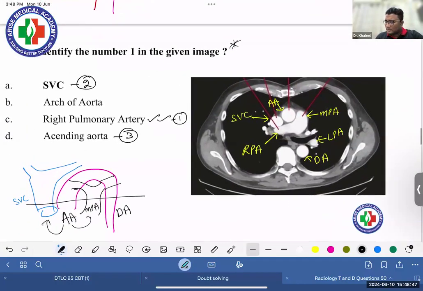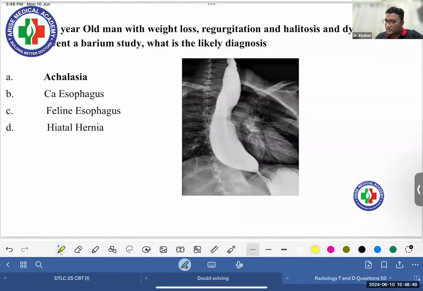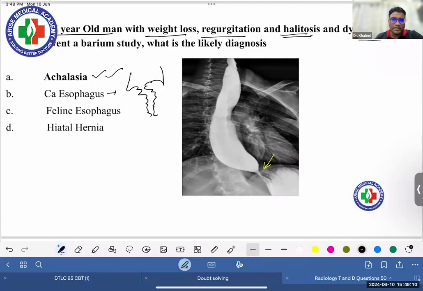This is simple. You have an elderly patient with weight loss, regurgitation, halitosis, and dysphagia. A barium study shows a narrow bird beak-like appearance. So bird beak appearance is achalasia cardia. I told you CA esophagus would have irregular shouldering. So unless you see those irregularities, don't mark CA esophagus.